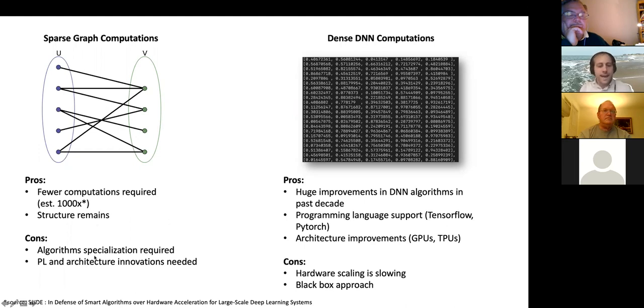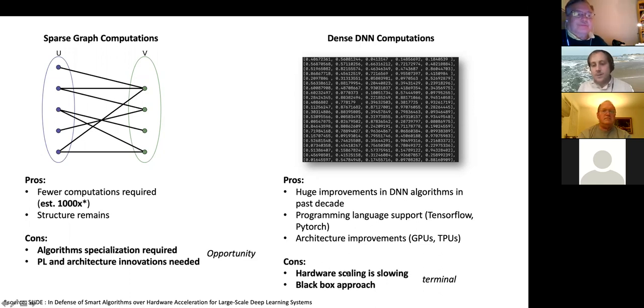You can justify it. Now, the cons of graph and sparse computations is that the algorithms, you need to specialize them to do what you want them to do. And today they're not quite up to being as accurate as the DNN computations. And also there's not a lot of programming language and architecture innovations that will help you out here. But as a researcher, what I see is that the cons of the dense DNN computations, they're actually kind of terminal, their prognosis. If the hardware isn't scaling as well, and we've trimmed it down a lot, and this black box approach seems to be really hard, those are some pretty difficult problems that don't seem to have a good solution on the horizon. Whereas the sparse computation, basically, we need to study algorithms a little bit better, and we need more programming language and architecture innovations. I see that as an opportunity, especially where people are estimating that you can do about 1,000x fewer computations if you stay in the sparse and graph computations.